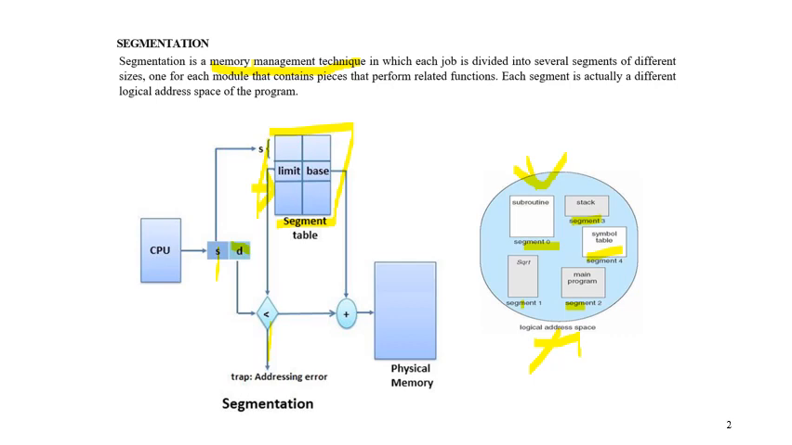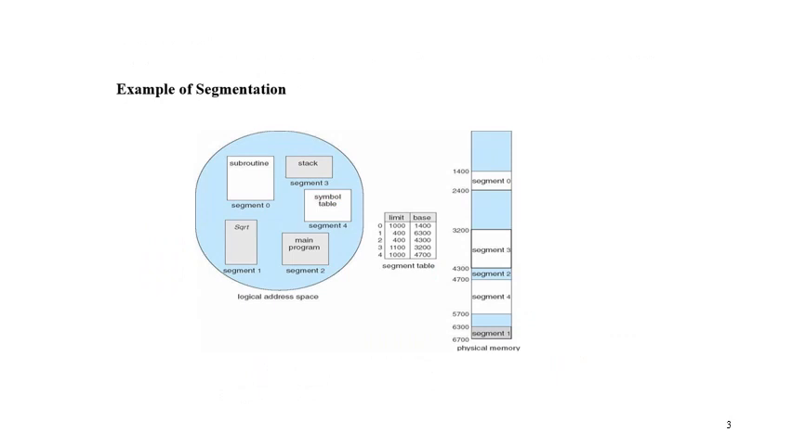So this is about segmentation, and next we are going to the example of segmentation. Here you can see the example of segmentation. The program has been divided into different segments, and it has different logical address spaces. So your memory management scheme supports the user view of memory, as we all know that a program is a collection of segments.